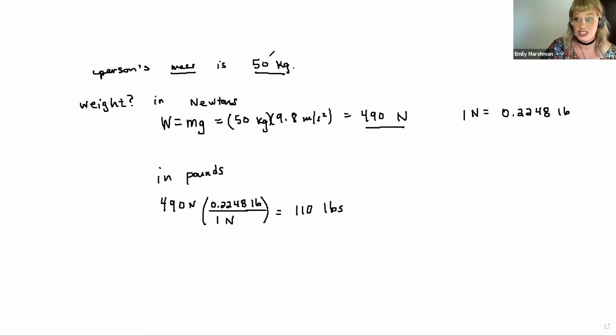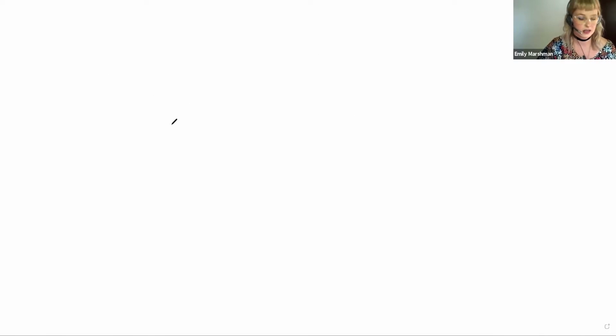Her mass never changes, right? Whether she stays on the surface of the Earth, whether she goes to the moon, whether she's up in a rocket ship, doesn't matter. Her mass always remains the same. What does change is her weight, because weight is the influence of gravity acting on you. Let's just do a couple more applications.